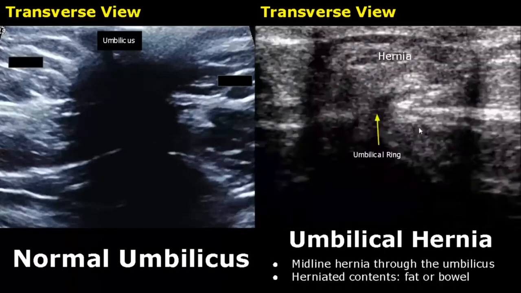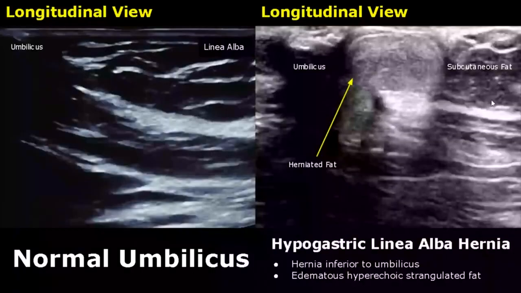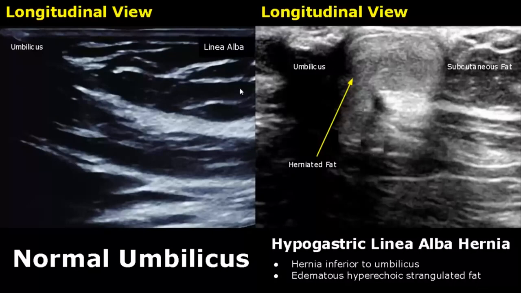Here is another image of an umbilical hernia. This is the location of the umbilical ring and we can see the herniated contents over here. Here is a longitudinal image of the umbilicus. A hypogastric linea alba hernia is found just below the umbilicus. In this image, there is hyperechoic edematous fat, so it is a strangulated hernia. We can also see a narrow neck of the hernia sac.